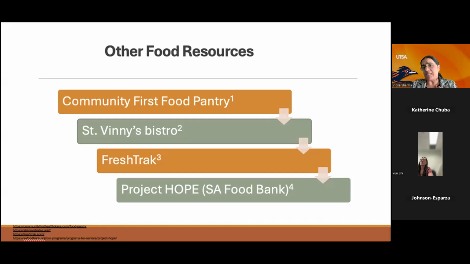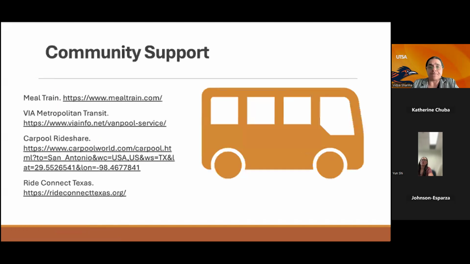St. Winnie's Bistro is another place. They have specific requirements, but if you know of someone who's hosting a big party and has a lot of food left over, as long as the food meets certain criteria, St. Winnie's Bistro will either come and pick it up or it can be dropped off, and then someone else can be fed that same meal. Then there is also Project Hope, which is specifically for older adults through the San Antonio Food Bank. And there is Fresh Track, which is also another program.